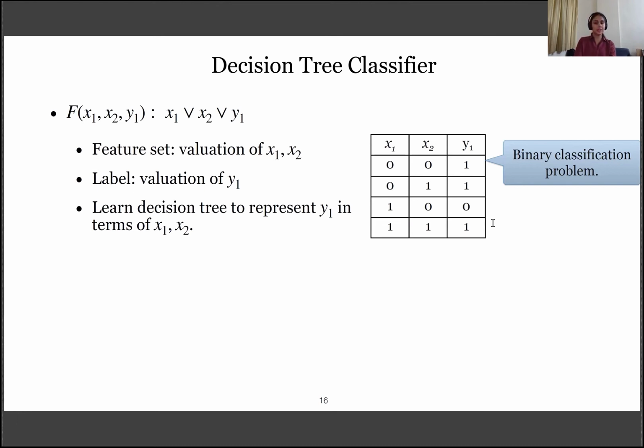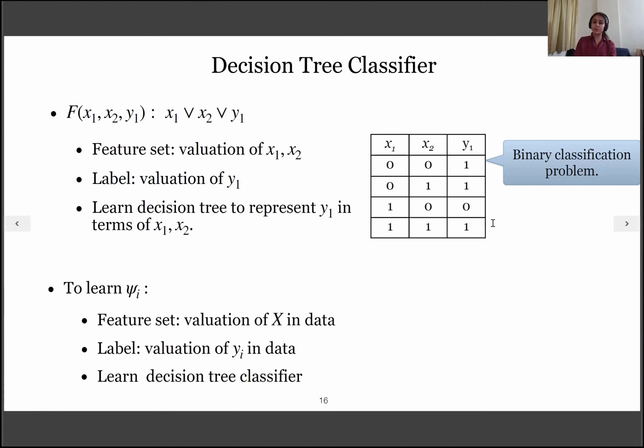Let us try to generalize this. To learn a candidate function psi corresponding to an output variable yi, we can consider the valuation of x input variables as our feature set and the valuation of yi as our label, and we can learn a decision tree classifier with the feature set and label to learn the candidate function psi. So that's how Manthan learns the candidate.